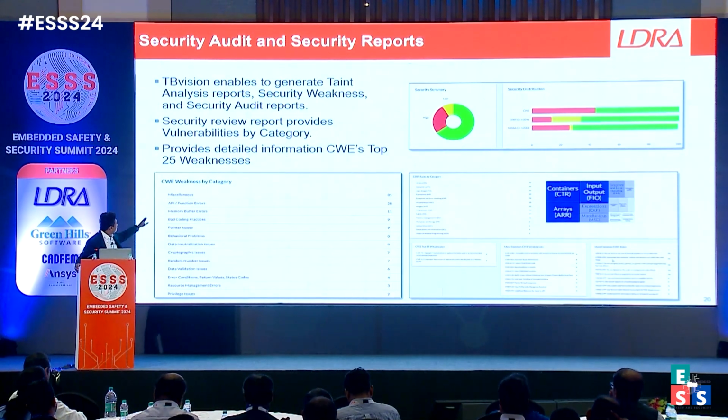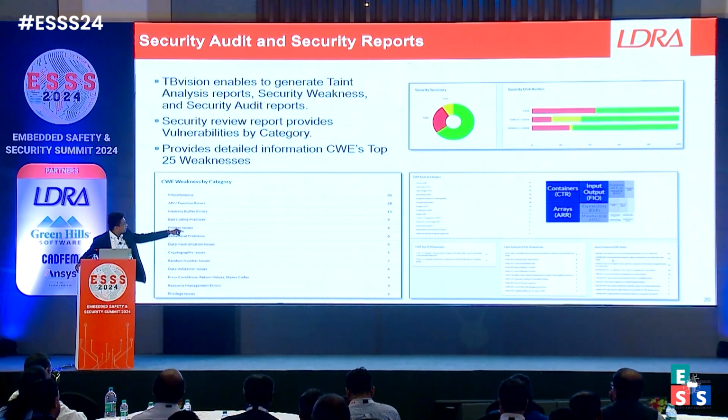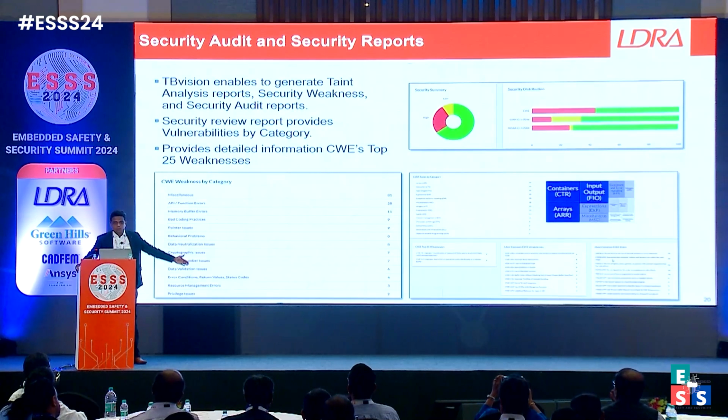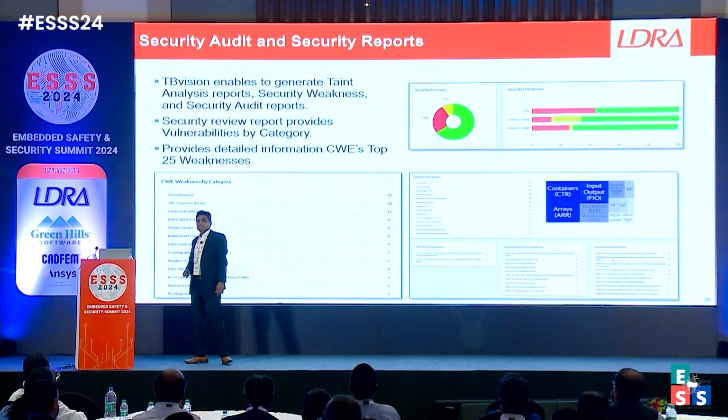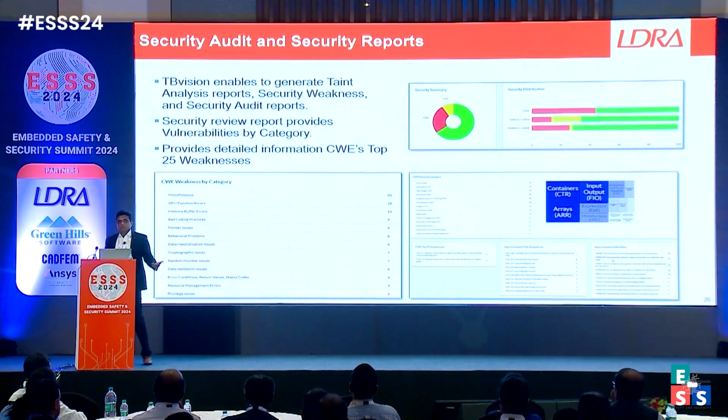So you can see the list of top 25 weaknesses by category, and you can see the number of violations for each of the rule within the category, and you can navigate and see the details in which function where exactly this particular weakness is exhibiting in your source code. So from a summary report to details and the location in the source code, you can easily navigate and identify.